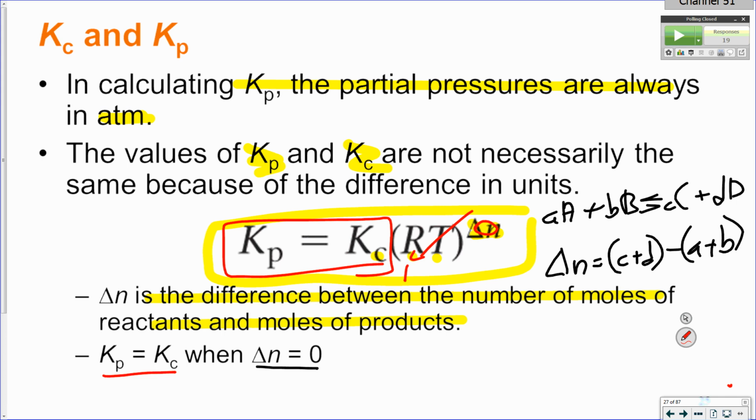So it could be that this were 3A plus B yields 2C plus 2D. The fact that it's 4 and 4, 4 minus 4 is 0. The K sub C would equal K sub P in this case. Okay? That's the one you want. If it's not, you just have to deal with it.